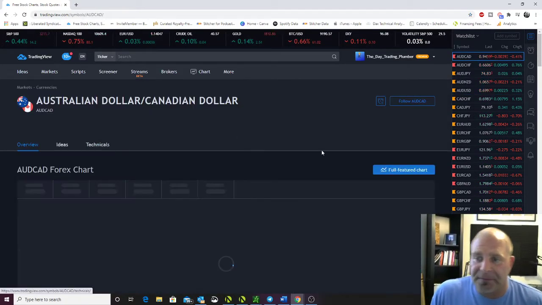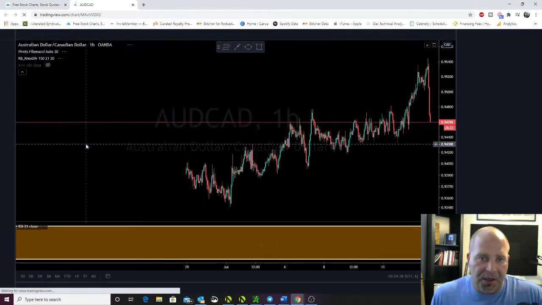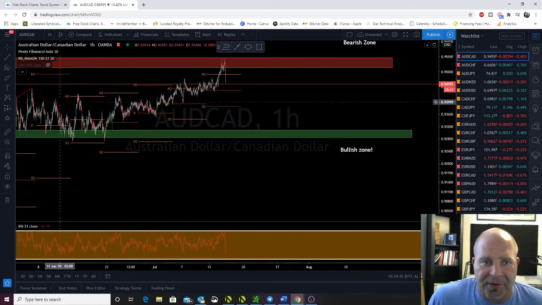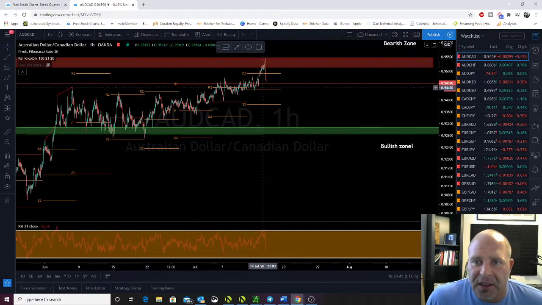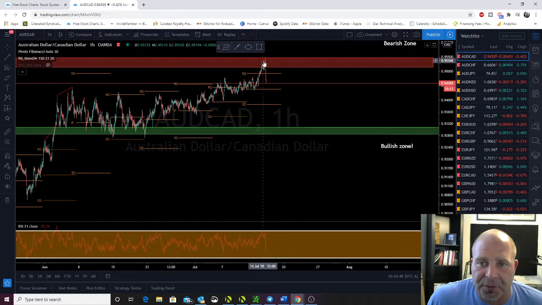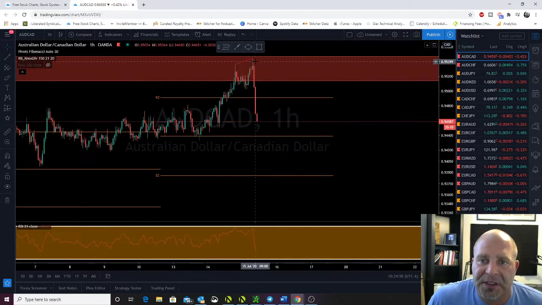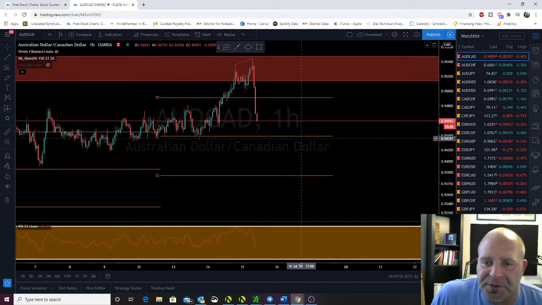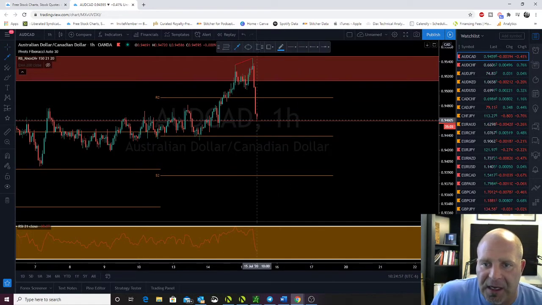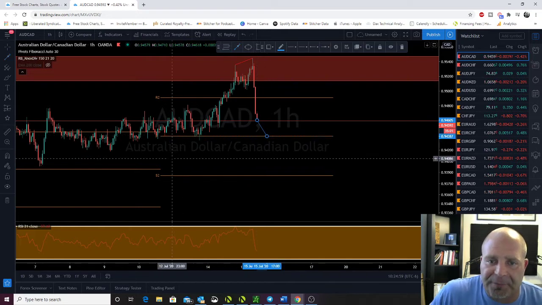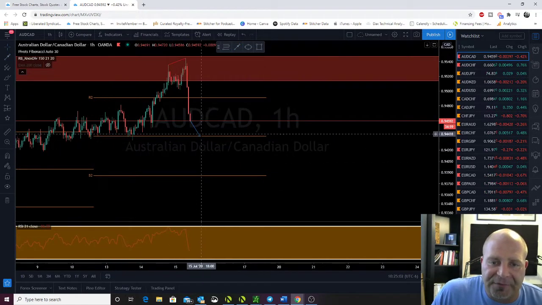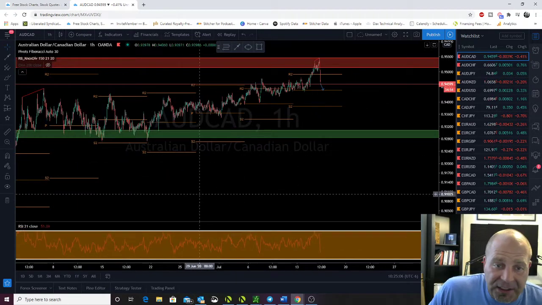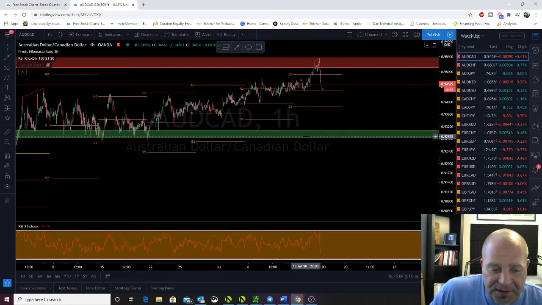All right, so let's start top down. Australian dollar, Canadian dollar. You can see we have our support and resistance areas plotted, and here on the hourly chart we had some divergence, and then some great bearish drop. Look, we're almost back to the pivot. I am almost sure we're going to get back to this pivot, and then we're going to have to see what price does here. We may come all the way down to this bullish area.